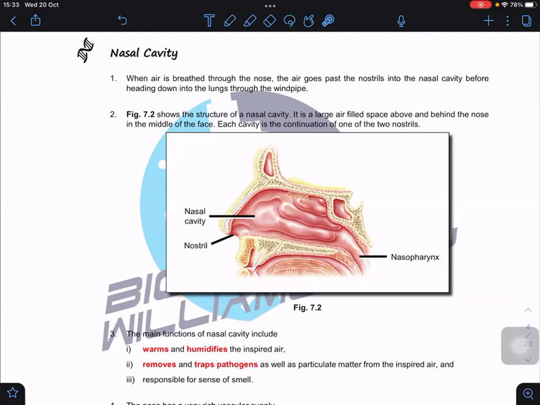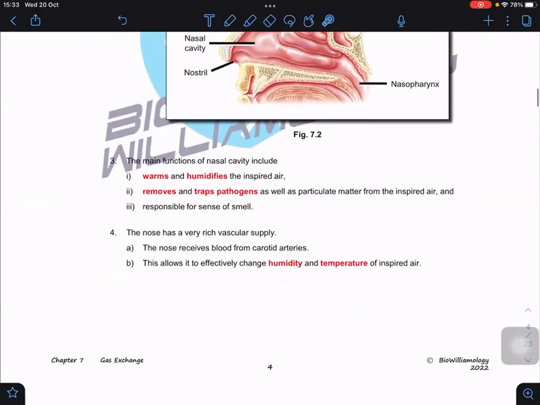So the main functions of the nasal cavity: first, they warm and humidify the inspired air. We also remove and trap pathogens as well as particulate matter from the inspired air, I mean the air we inhale. These two are involved in gas exchange, but the third function of the nasal cavity is the sense of smell. Are you clear? Only these two are involved in gas exchange.